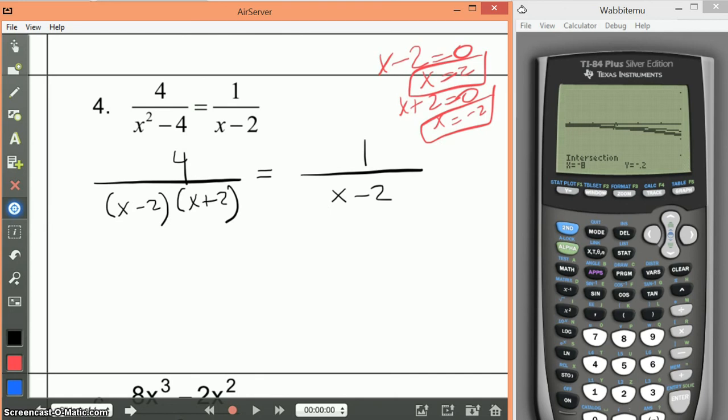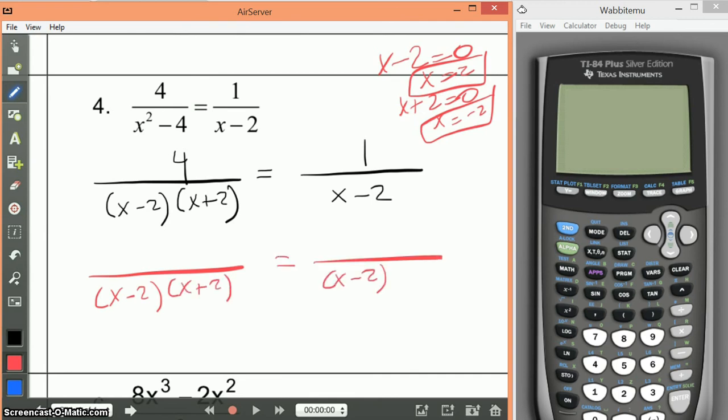Now, multiply by what's missing. So the LCD is going to be everything you see in front of you. That's going to be your LCD. Now, multiply by what's missing. So compare, they're exactly the same. So it's going to be just 4. Compare. Oh, x plus 2 is missing. So multiply 1 by x plus 2, which is x plus 2.